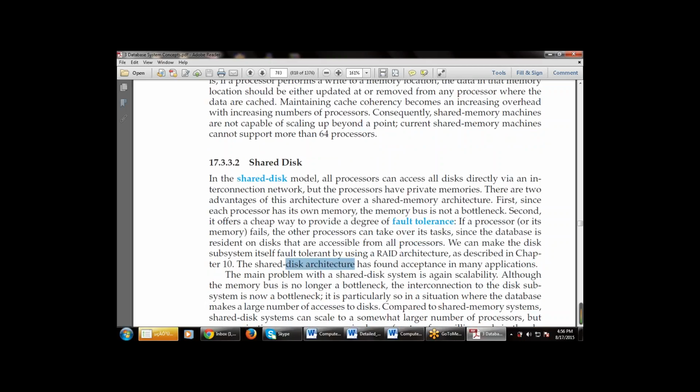The shared disk architecture has found acceptance in many applications. So whenever we use the shared disk, it will be used for the various applications that need scalability. But the main problem with the shared disk is scalability. That is, the system will be scaled with each other, and the memory bus is no longer a bottleneck.